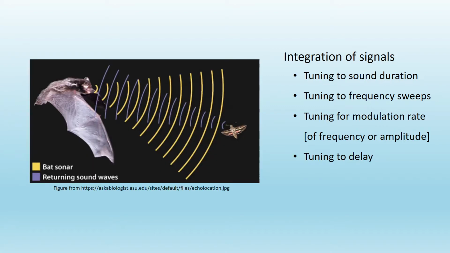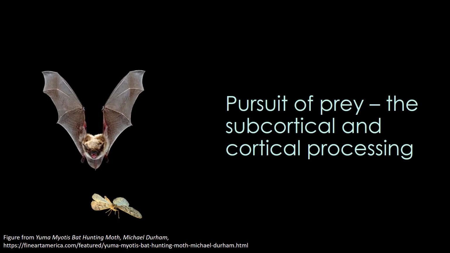Finally, delay tuning involves the tuning of neurons to the call echo delays. This is by the use of coincidence detectors and delay lines. We shall see that tuning to delay is perhaps the most important neural processing mechanism in echolocation, and is used to assess how far away a target is. The pursuit of prey requires a highly efficient and accurate echolocation system, as the bat must make very quick and sudden movements to keep up with the fleeing prey. In the next section, we will look at the subcortical and cortical processing involved in generating cortical maps that the bat uses when it's pursuing prey.